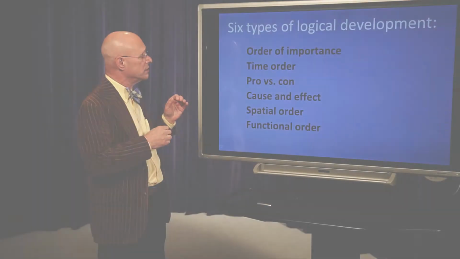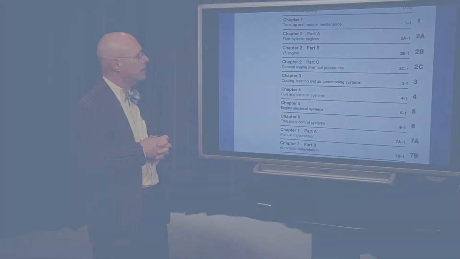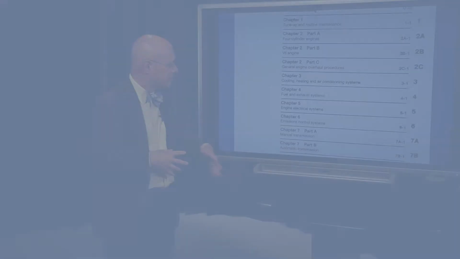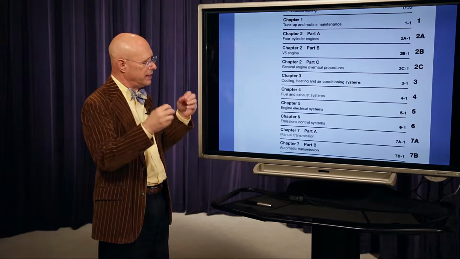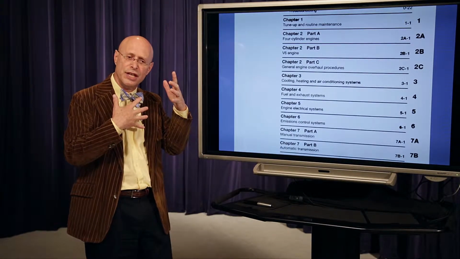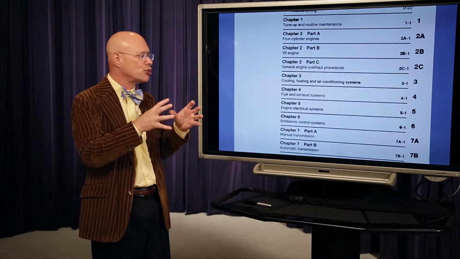The last of the 6 types of logical development is functional order, and I'll show you an example of that. This is part of the table of contents from the repair manual from a car that I used to own. And so the first 6 chapters are all about the engine. And then what comes next, the transmission, there's either manual or automatic. We don't see the rest of the chapters, but it went on from here to talk about the differential and then the wheels and the brakes and so on. So what order is all this information in? It's in the order of how the drivetrain of a car transfers power. It is in functional order.